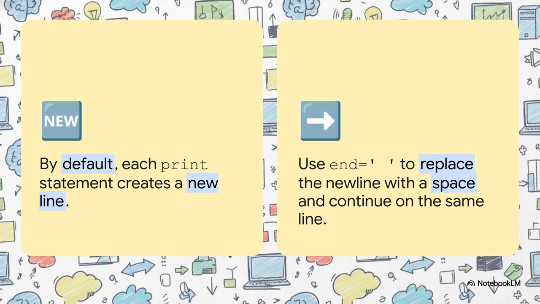So you know how every time you use print, it automatically starts a new line afterward? Well, you can actually change that. If you add this little argument, end equals space, you're telling the program, hey, instead of a new line, just end with a space. That lets your next print statement pick up right on the same line.